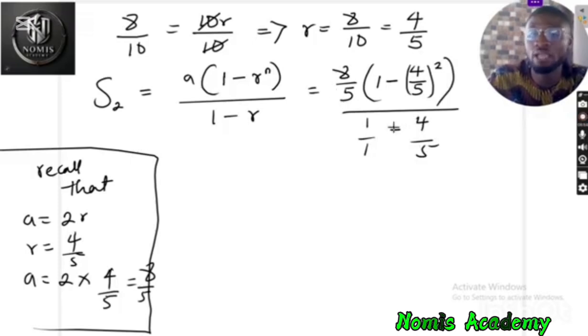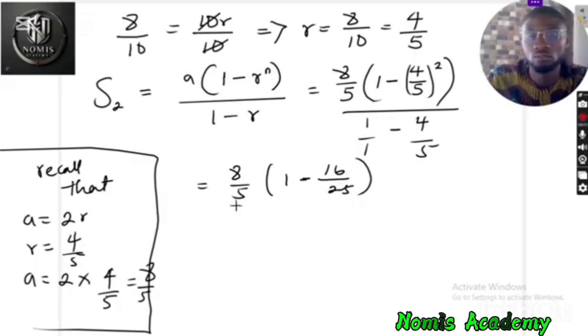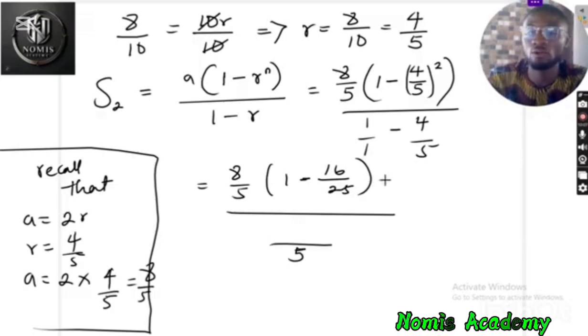So we need to just simplify the entirety of this. So this becomes 8 over 5, open bracket, 1 minus, so squared, this would become 16 over 25, right? 16 over 25, close bracket. So divide by, here my LCM is 5, all over 1. 5 divided by 1 is 5, 5 times 1 is 5. Minus 5 divided by 5 is 1, 1 times 4 is 4.